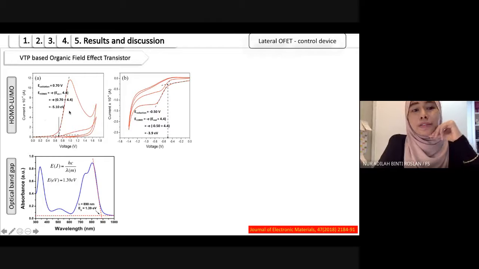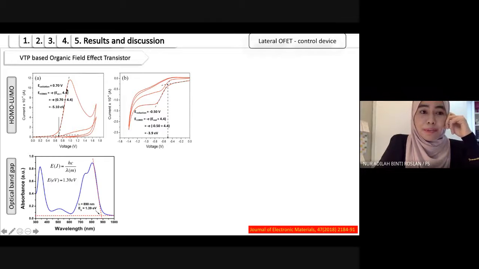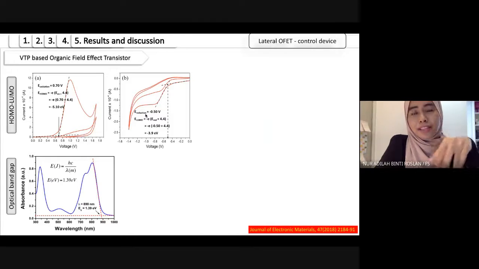So I take the onset value here and I plug into this equation to get my HOMO value. This is the same method, so I take the onset value, plug into this equation to get the LUMO value. So actually there is one other method to study the HOMO and LUMO, that is by using the UPS, ultraviolet photoelectron spectroscopy. So by using the UPS, it is more precise compared to the cyclic voltammetry.